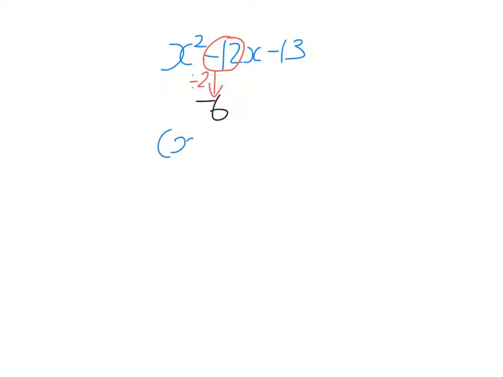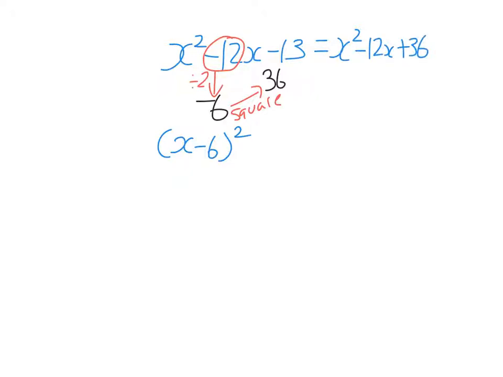Somewhere I'm going to have (x − 6)². Then what I need to do with that −6 is square it, because that is the number I need to add on to the end. So (−6)² gives me positive 36. So I can rewrite this as x² − 12x + 36. Now, if I add 36, I can't just do that and not change the expression. I will also have to subtract 36. And I still have my −13 from before. So this hasn't changed the expression at all.